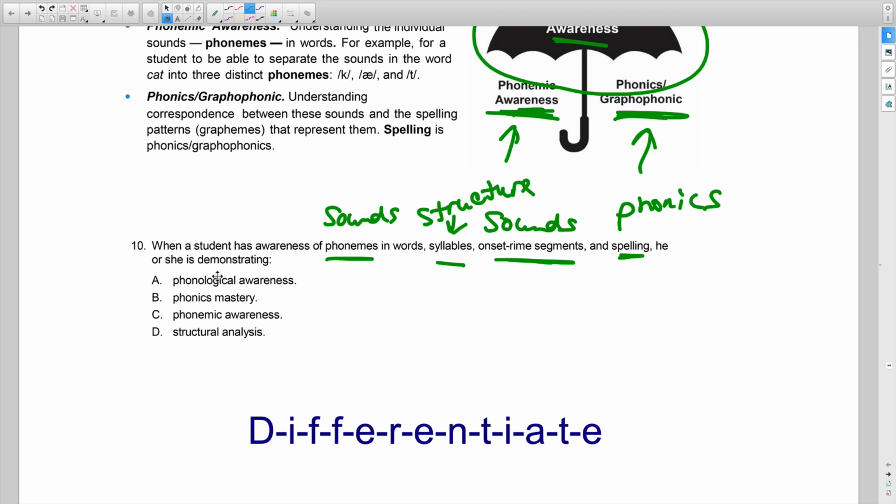This person is demonstrating all of it, the umbrella, phonological awareness. It's not just phonics. Even though we have some spelling here, we also have sounds and structure. So phonics is not it. Phonemic awareness, fine, we have sounds, but we also have syllables and spelling. It's not just phonemic awareness. And structural analysis, syllables do have to do with structure, but that's not the only thing we're talking about here. We're talking about the entire thing, phonological awareness.